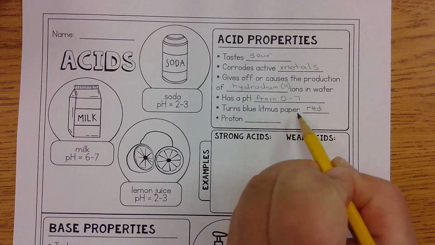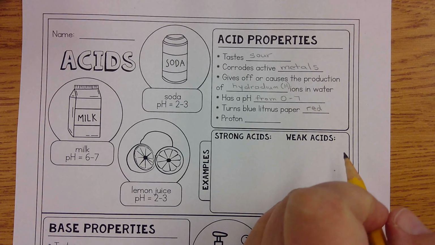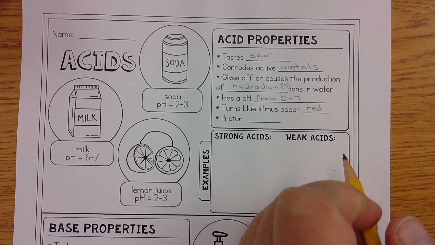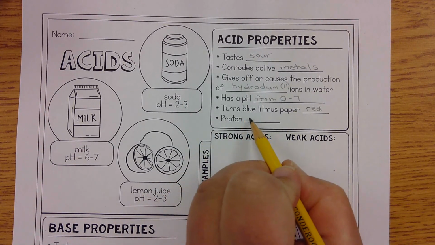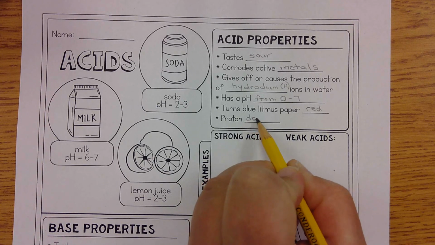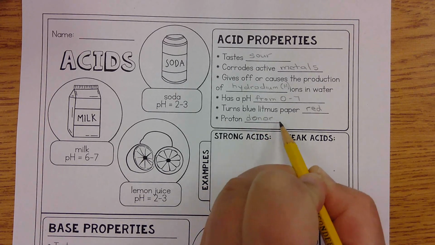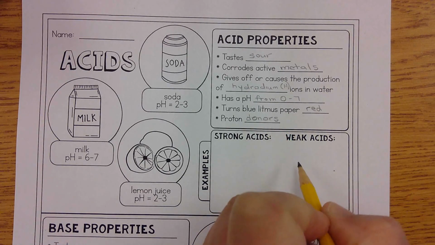You should have some litmus paper in your take-home lab kit. You'll be doing a lab with it this section. And then it's also important to know that they are proton donors. So they give away protons, they donate them.